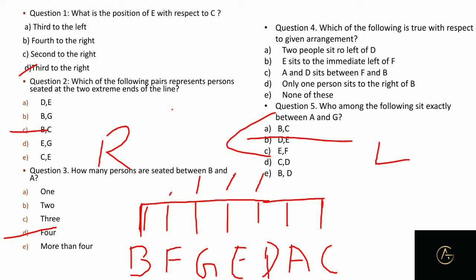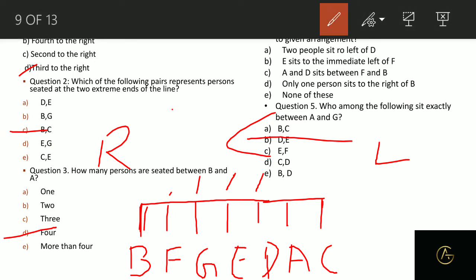Next question says which of the following is true with respect to the given arrangement. Now here it is written true, right? 2 people sit to left of D. Here 2 will come. 2 people sit to left of D. D's left is where? 1 and 2. True. E sits to the immediate left of F. No. So the first option is true.